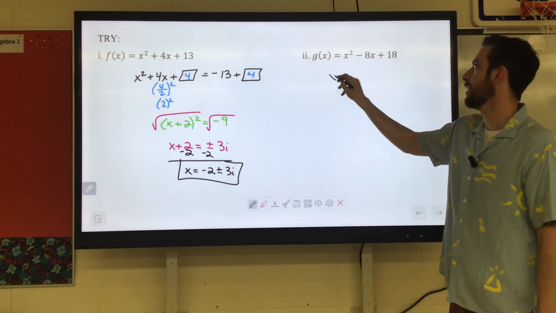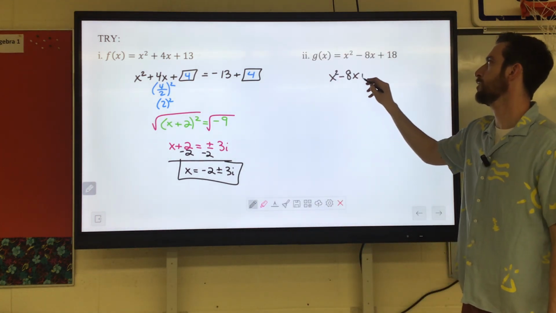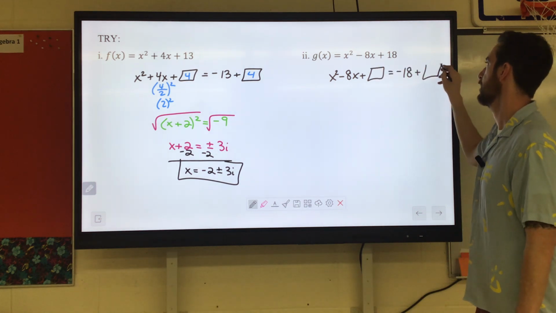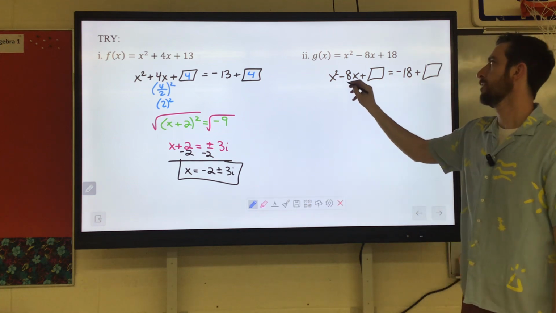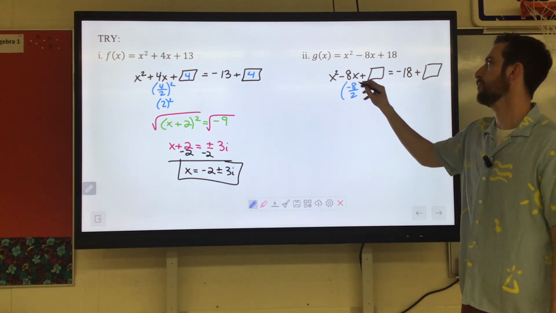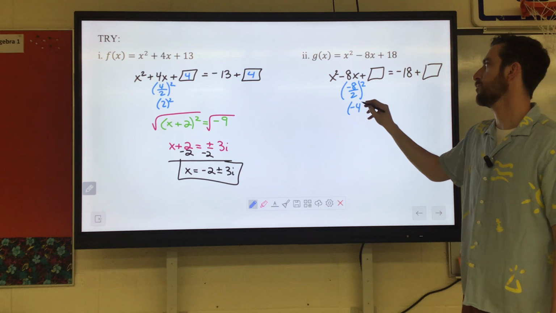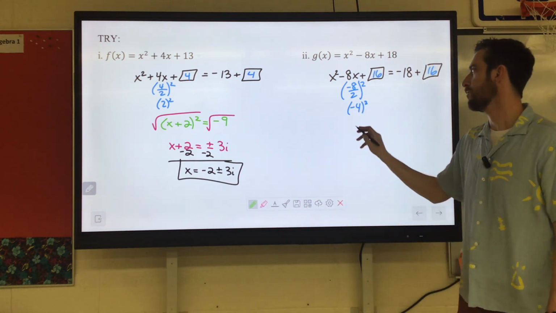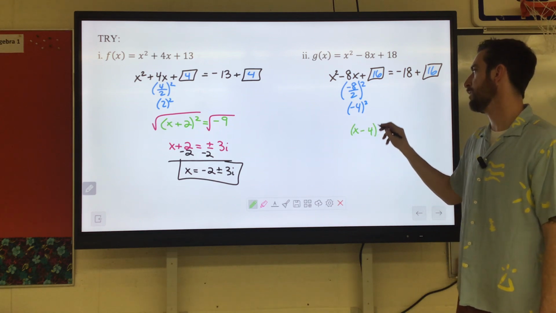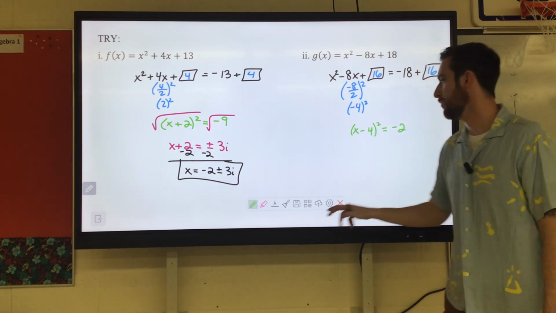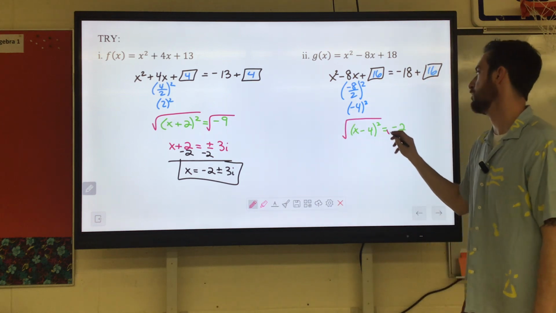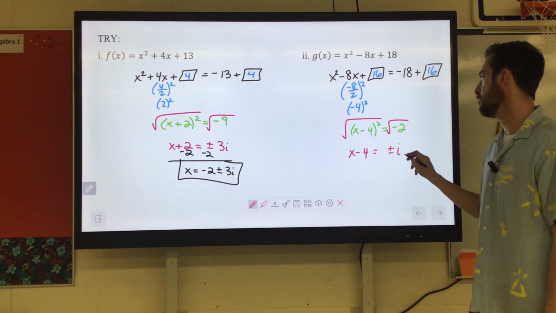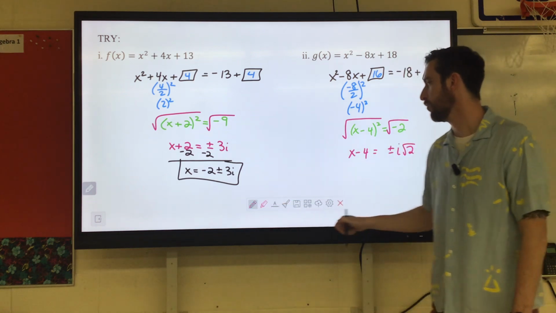All right. X squared minus 8x plus blank equals negative 18 plus blank. Cut our b in half, and then we'll square it. Negative 4 squared is 16. So that would factor to x minus 4 squared. The right side comes out to negative 2. Now, there are no perfect squares in 2, but we do have to take out the i. Plus or minus i root 2. And then we'll just add the 4 to the other side.